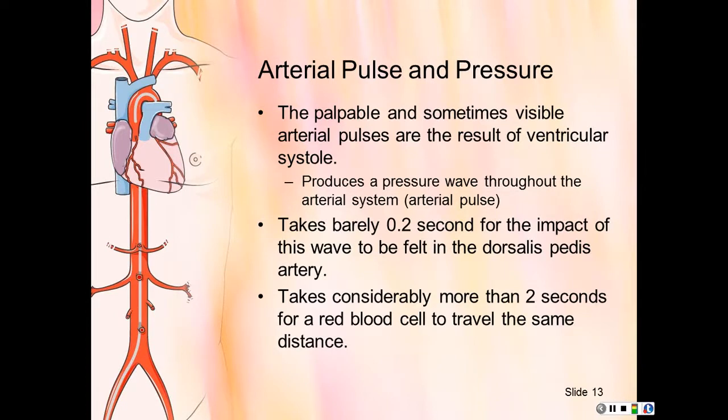Arterial pulses are the result of ventricular systole. It produces a pressure wave throughout the arterial system. It takes barely 0.2 seconds for the impact of this wave to be felt on the dorsalis pedis artery. So it's very hard to tell if you're on the upstroke or the downstroke of it. But it takes more than 2 seconds for a red blood cell to travel the same distance. So you realize that the blood will pulse very quickly in the arteries, but sometimes the red blood cells lag behind that pulsation.